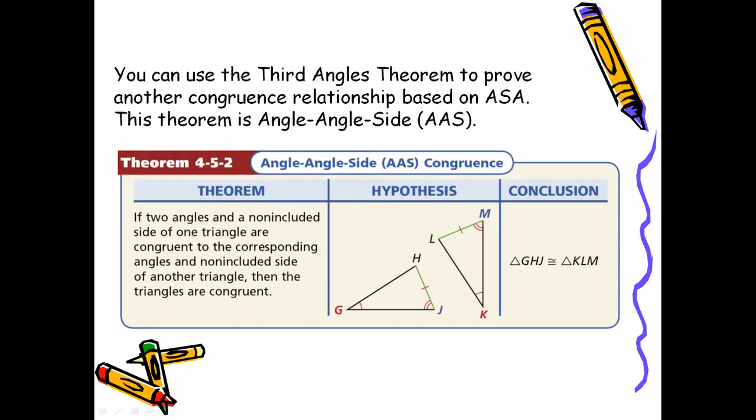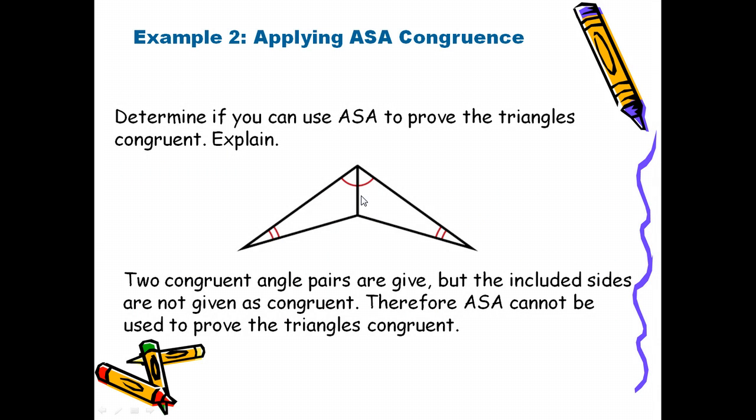You can use the third angles theorem to prove another congruence relationship based on angle-side-angle. This is called the angle-angle-side theorem. So if two angles and a non-included side of one triangle are congruent to the corresponding angles and the non-included side of another triangle, then the triangles are congruent. So using this theorem, we could have proven that the other two triangles before were congruent, because we know that the middle sides are congruent to each other. It's a non-included side.